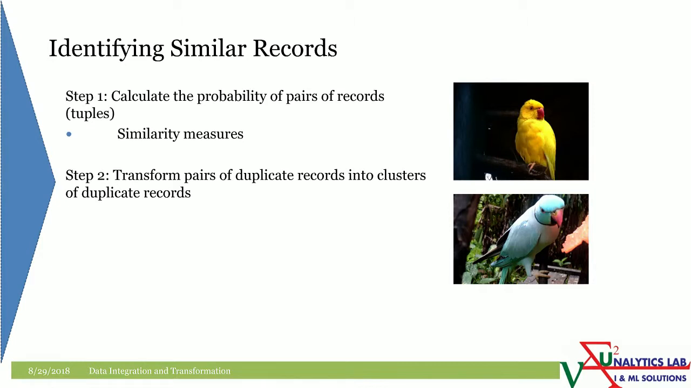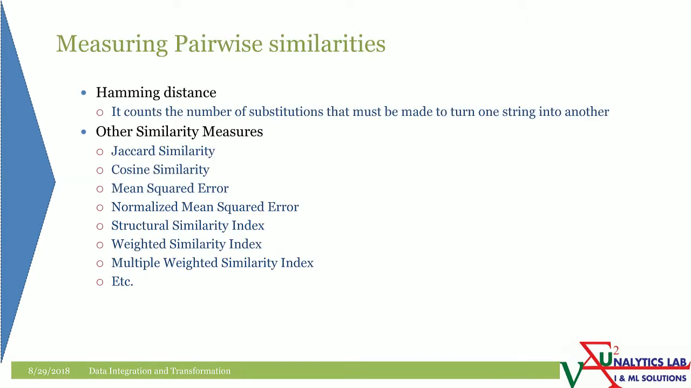And then once we identify these things, we see whether we can transform these pairs of records, for which we have found the similarity measures, into clusters of duplicate records. So that we can further say, hey, these 5 records are duplicates, and these 3 records are not duplicates, or similar records. Okay, so that is the technique that we could use in order to find the similar records.